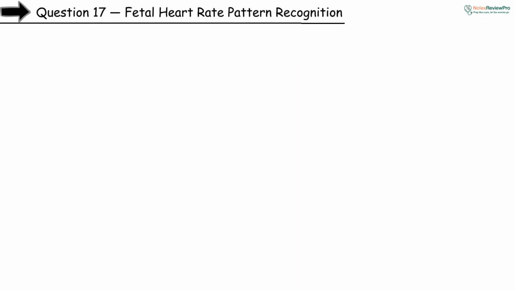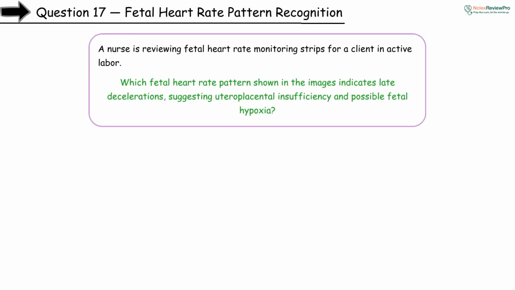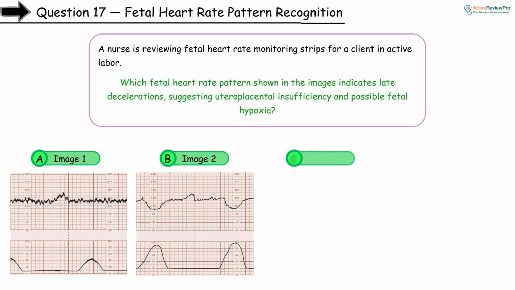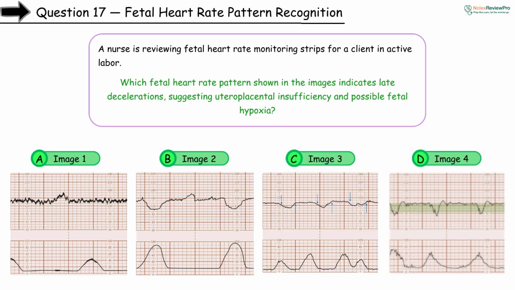Question 17, multiple choice. All right, let's break this down. We have a client in active labor, and the nurse is reviewing fetal heart rate monitoring strips. And the question is asking, which image shows late decelerations, a pattern that suggests uteroplacental insufficiency and possible fetal hypoxia? Let's look at the options. Image 1, Image 2, Image 3, Image 4. Take a moment to review these graph images and think about your answer. This is a classic pattern recognition question, so focus on timing.